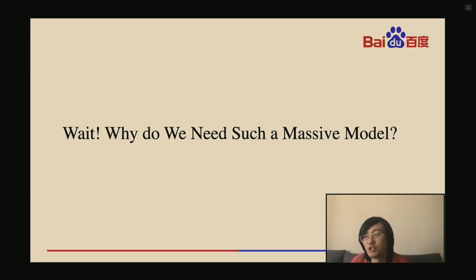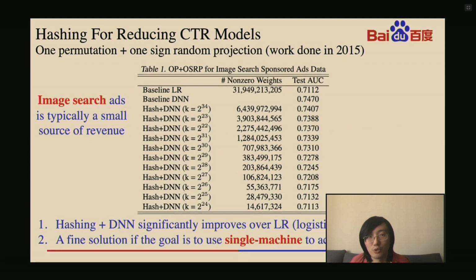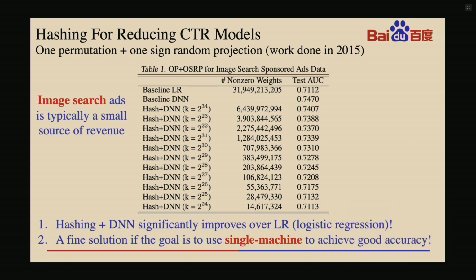Can we just simply reduce the model size? Like we can shrink our inputs from 10 to the 11 to some smaller number. Then we just need to do some simple things, and we can train it on a single machine, right? So we have tried that. We do the hashing for reducing the CTR models. The hashing function we use is called one permutation plus one sign random projection.